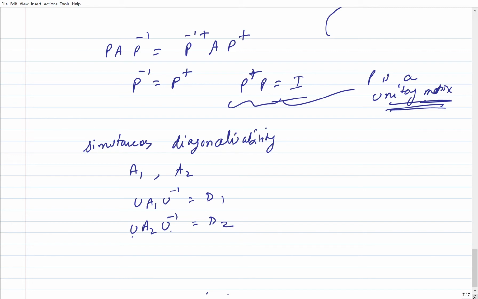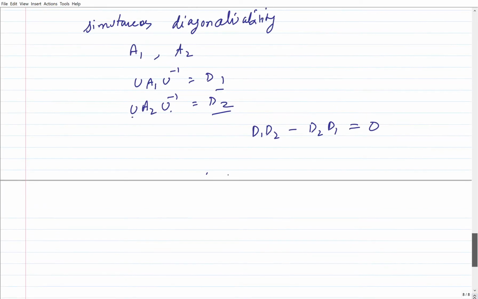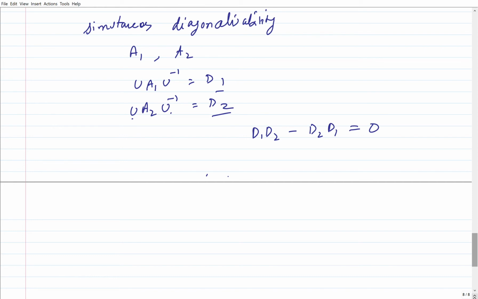So, since these are diagonal matrices, I have D1 D2 minus D2 D1 equals 0. I can write U inverse D1 U equals matrix H1, and U inverse D2 U equals, let's say, H2.